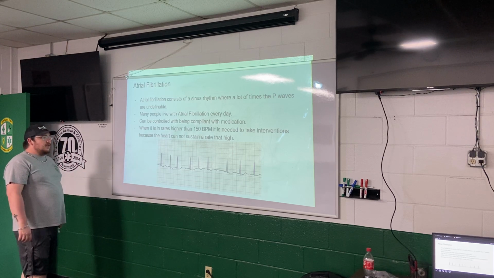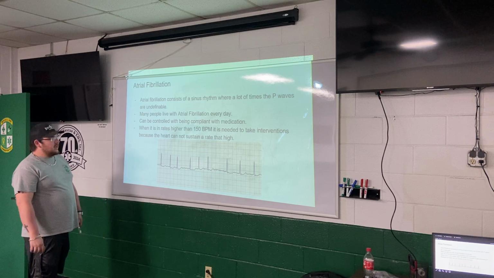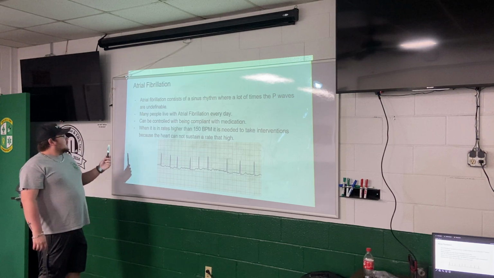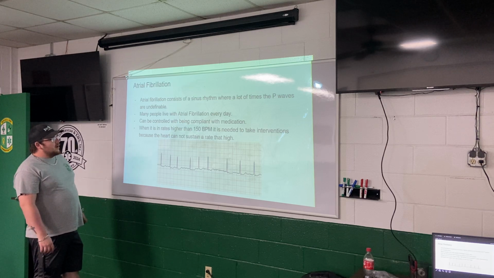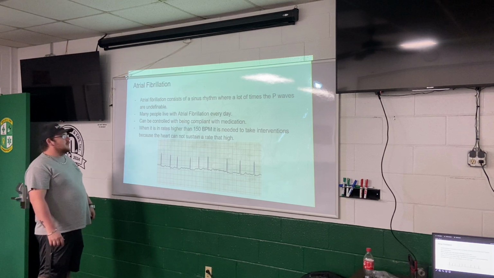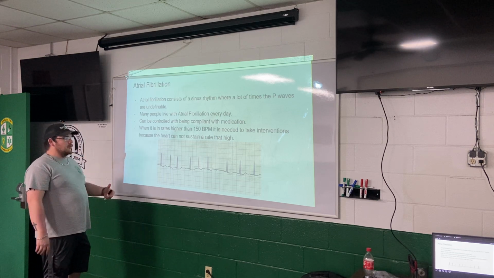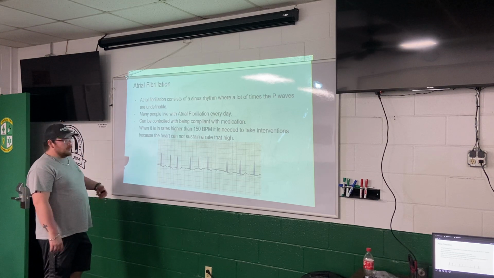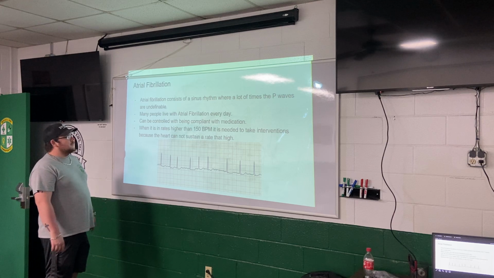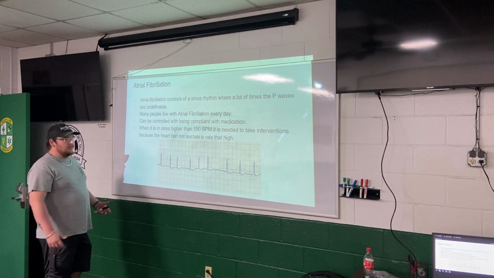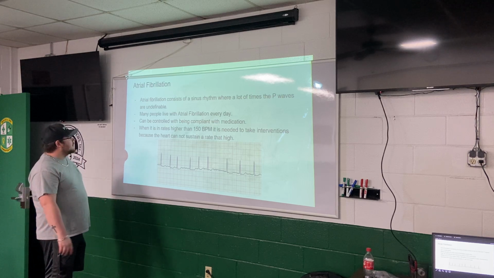A lot of people live with atrial fibrillation every day, and it can be corrected with being compliant with their medications. So when it is in rates of higher than 150, that's when it's time to start taking interventions. If we're working on the truck, if we're working in the hospital, if we're working at a doctor's office, the heart's only going to sustain very high heart rates for so long before it ultimately crashes.